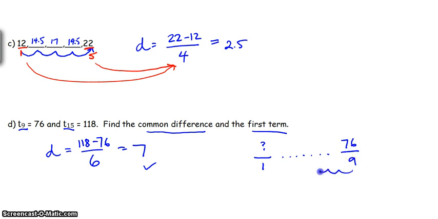If I'm, this time, moving this direction, subtracting 7, how many times am I subtracting 7 from the ninth position to the first position? Same idea. 9 minus 1 is 8. I'm subtracting 7, because I'm moving the opposite direction, 8 times. And I'm subtracting it from 76. So my first term is going to be 76 minus 56, which is going to be 20. So T of 1 is 20.